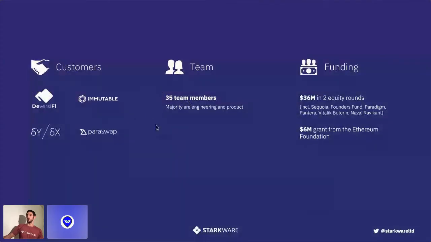Okay, so Starkware is a startup based in Israel. It was founded almost 2.5 years ago, and we are already close to 40 team members, the majority of us in engineering and product. We had funding in 2 equity rounds of approximately $36 million, and also a very generous grant from the Ethereum Foundation, which was for us to develop an open source Stark prover, which David, also from Starkware, will be speaking about tomorrow, 1 hour from now.